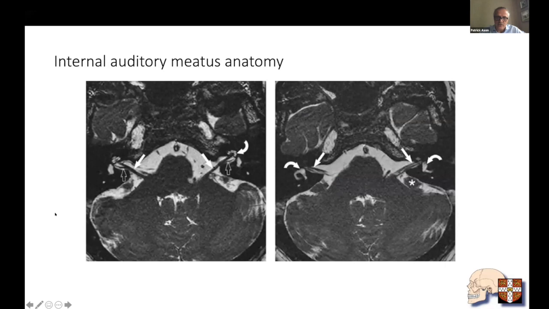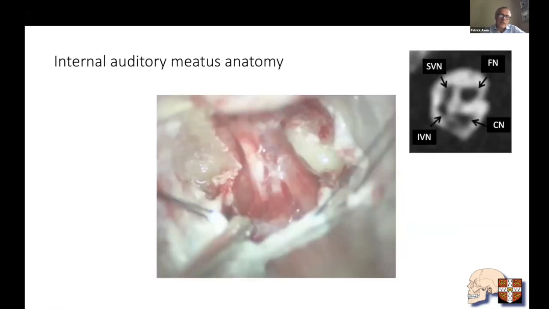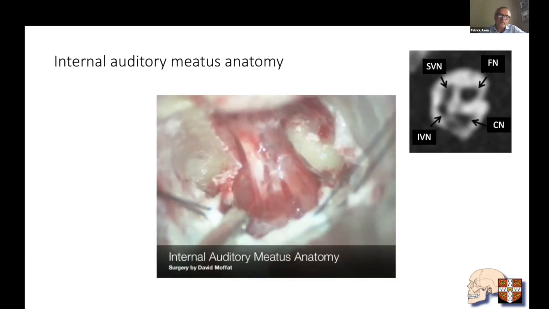And the reason why I'm going to show you this video is because it was made by my colleague, David Moffat, who unfortunately has passed away during this COVID period, not because of COVID, but unfortunately because of that, we've not been able to celebrate what he's been able to give to us as skull-based surgeons. And I'm just going to play his video because it's a fantastic video, not least of his surgical skills, but also what is the anatomy within the internal auditory meatus.